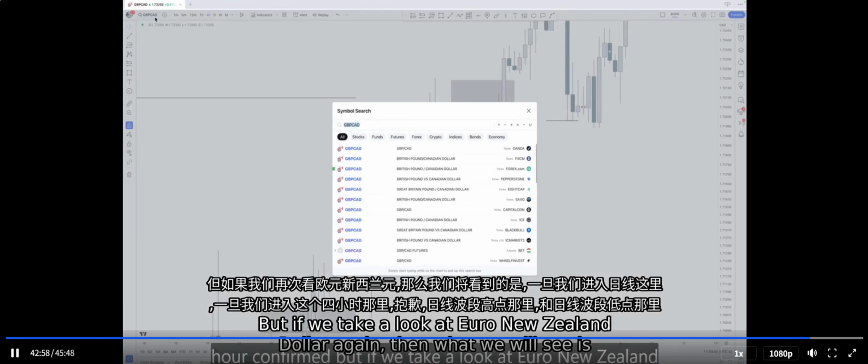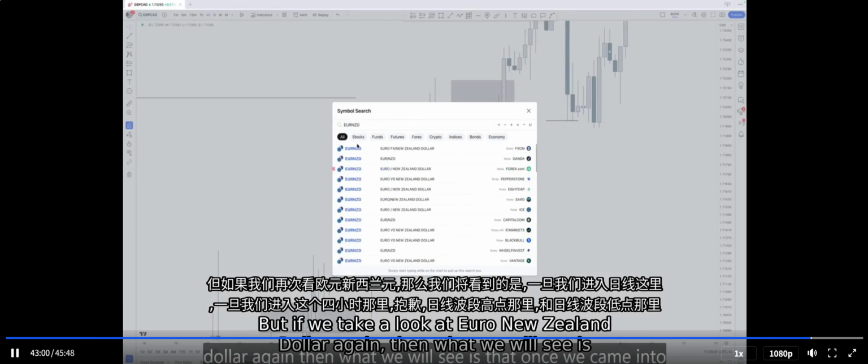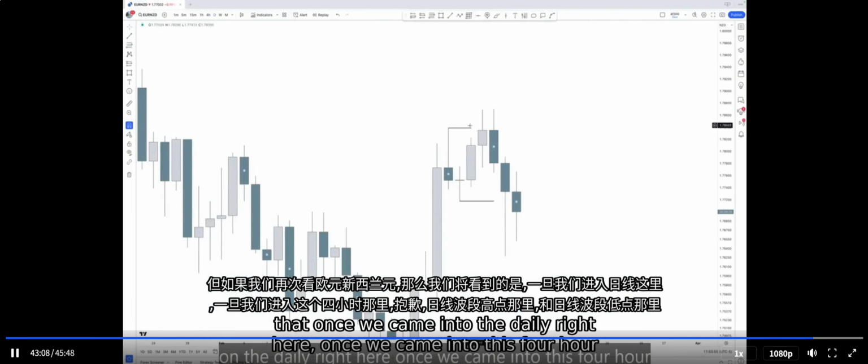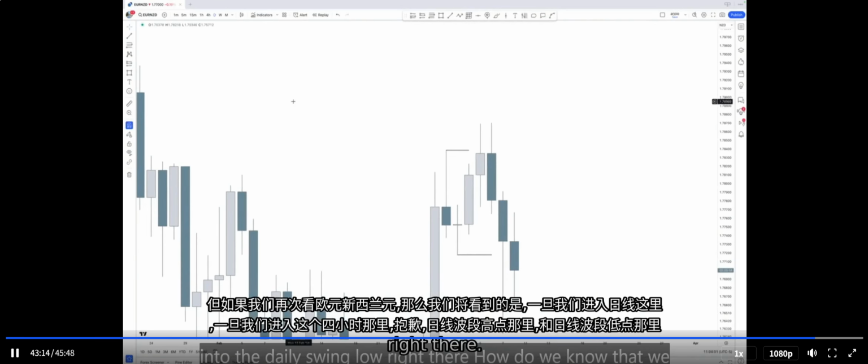But if we take a look at Euro New Zealand dollar again, then what we will see is that once we came into, on the daily right here, this 4-hour, the daily swing high right there, and into the daily swing low right there, how do we know that we will actually target that low? And how do we know that we will want to continue lower and we don't have to pay attention to this respect of that swing low and we might not be sweeping it?